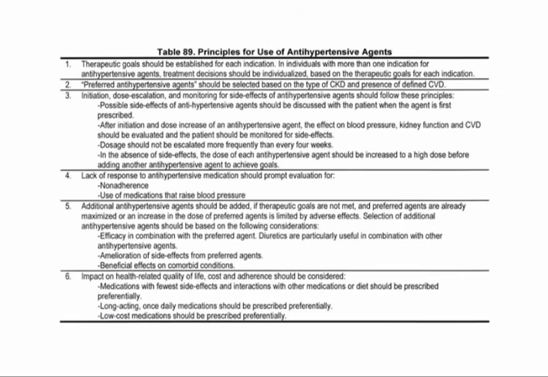So now, some principles for antihypertensive agents. As I mentioned, therapeutic goals are established for the indication or the comorbid conditions that the patient has. So treatment decisions are always individualized and based on the goals we have for the patient. Our preferred agents are usually determined by whether they have chronic kidney disease or underlying cardiovascular disease.